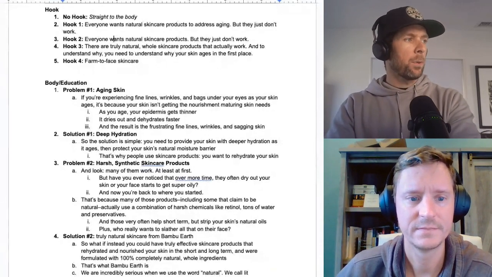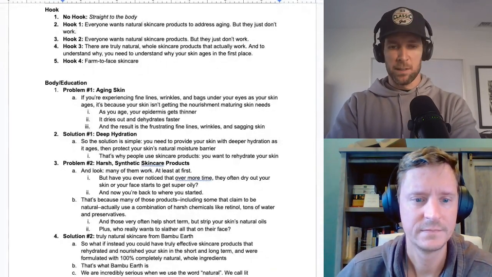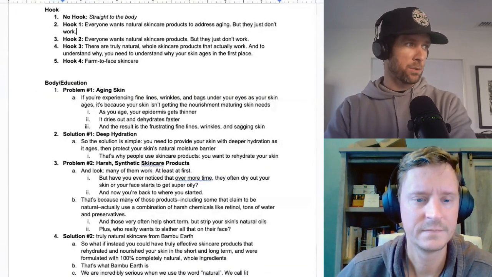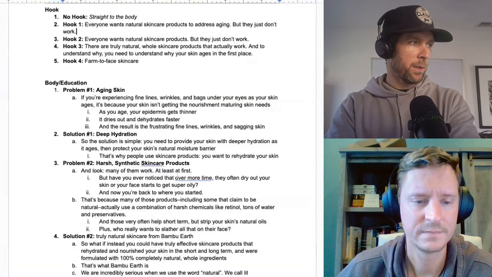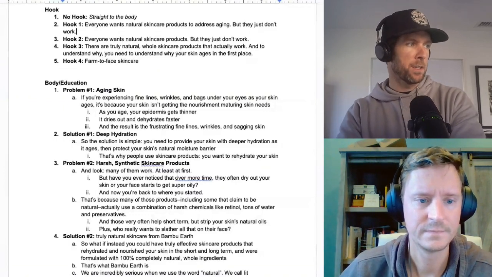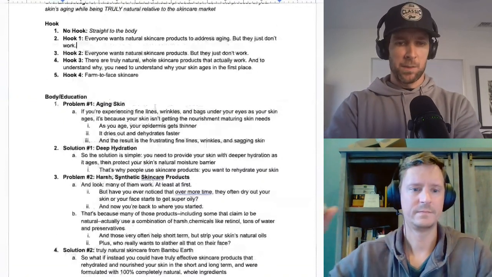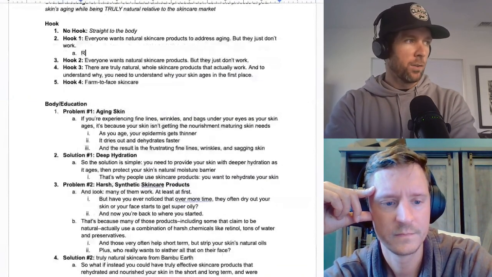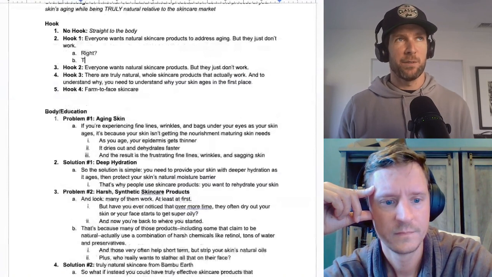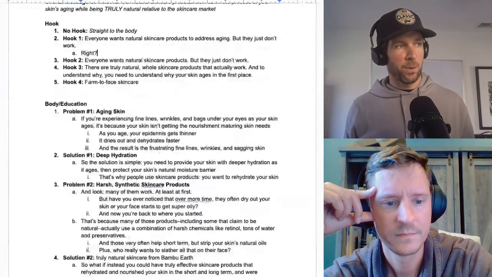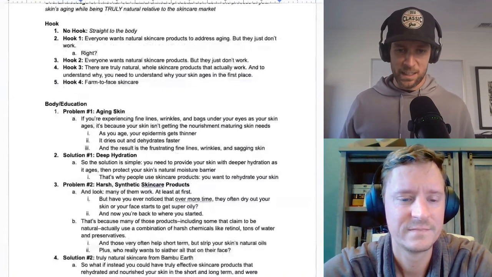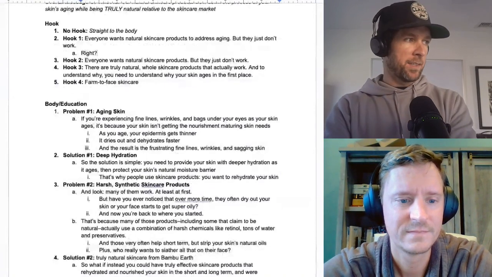Okay, so what I'd probably want to do is actually unpack each of these a little bit. So we have to now bridge these into the actual body. So let's do that really quickly. Everyone wants natural skincare products to address aging, but they just don't work. And then we'll say, right, that's what. So the idea here is that it's sort of counter positioning, right? Natural skincare products don't work, right? That's the thing. Now we're going to say wrong. We could even say it like, right.